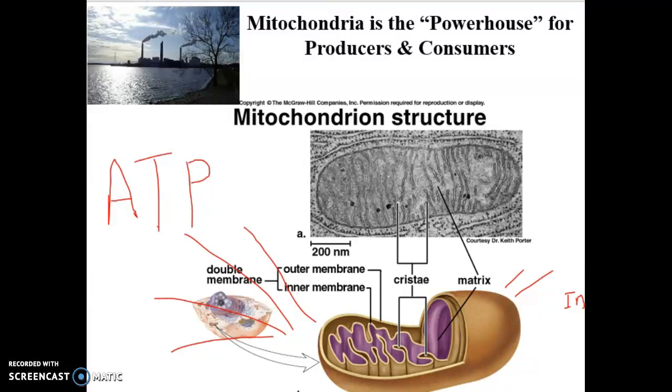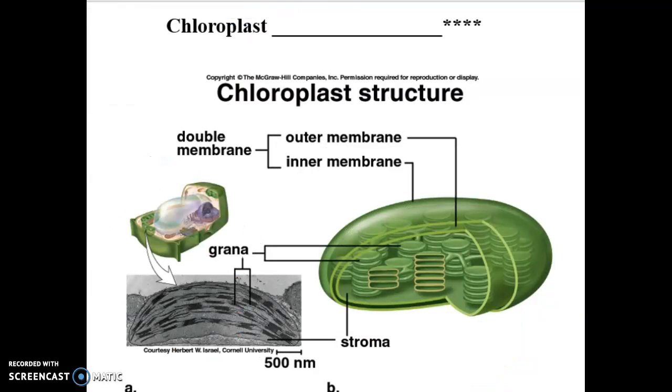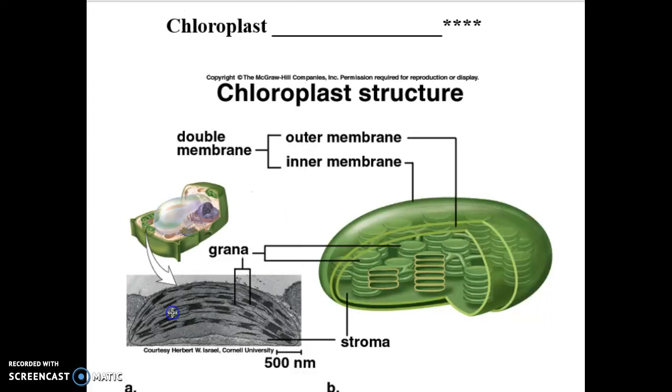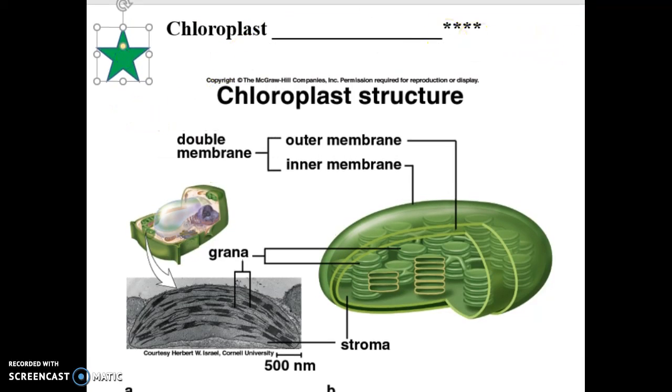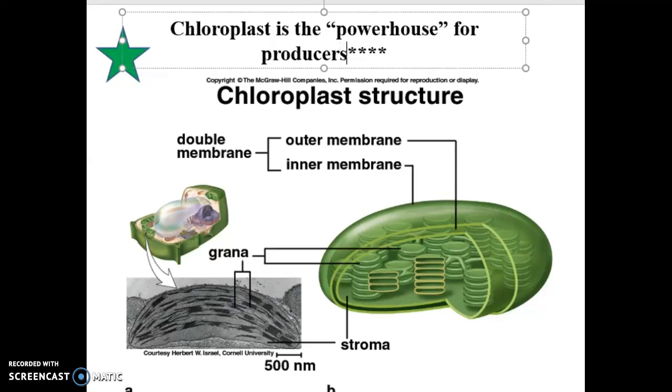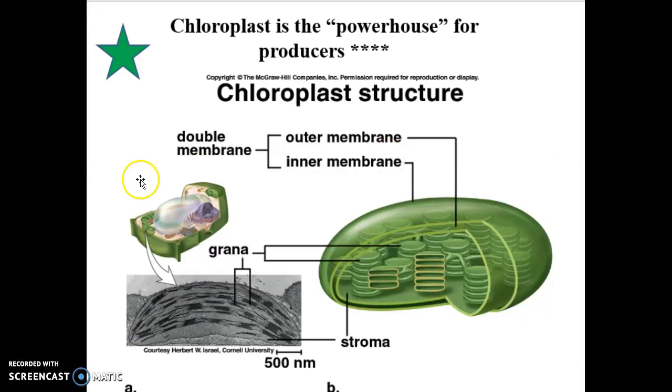All right, so now here's our very first plant-specific structure. Let me put a little symbol in here to indicate. I'm going to put a little star. Boom, and let's make that star green to say here's a plant-specific structure. Okay, chloroplast. This is a powerhouse for producers. Okay, so the chloroplast makes power for organisms we call producers.